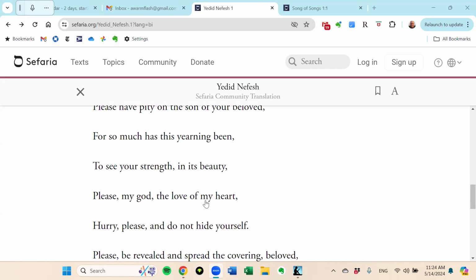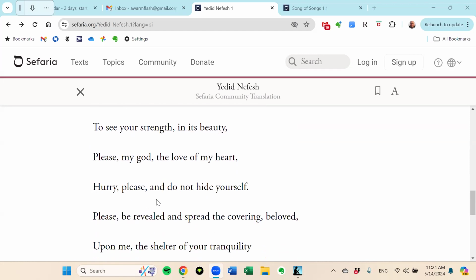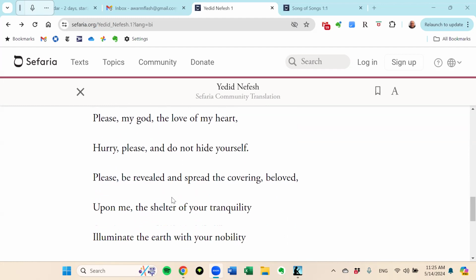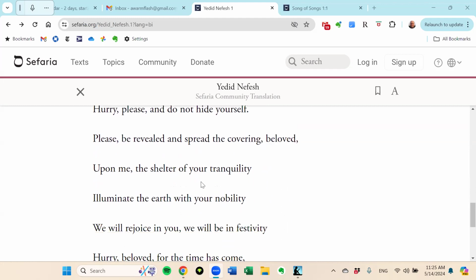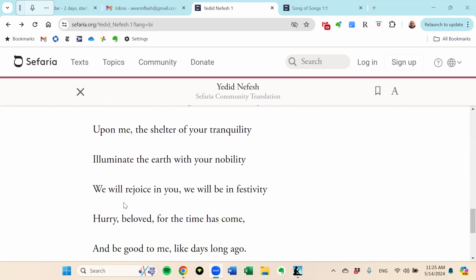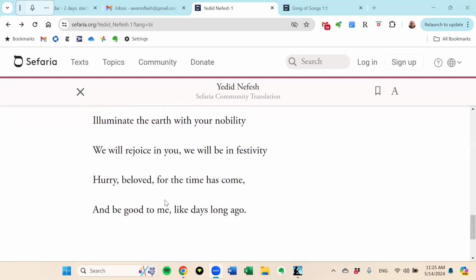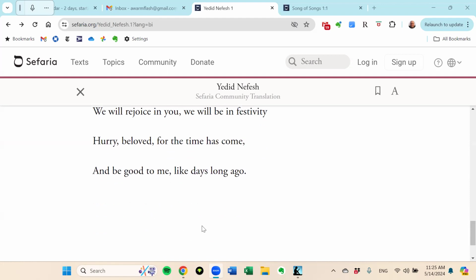Please, my God, love of my heart. Hurry, please. Do not hide yourself. Please be revealed and spread the covering of your peace over us. Beloved, upon me the shelter of your tranquility. Illumine the earth with your nobility. We will rejoice in you. We will be in festivity. Hurry, beloved, the time has come. Be good to me like days long ago.